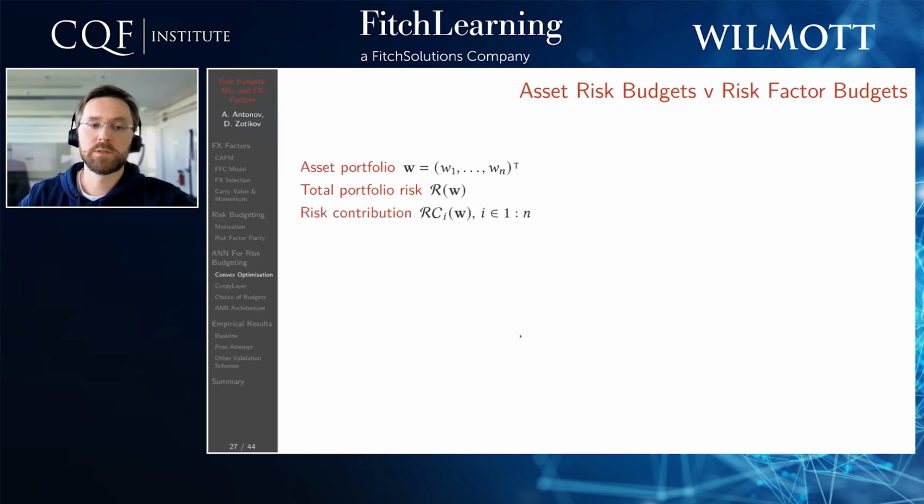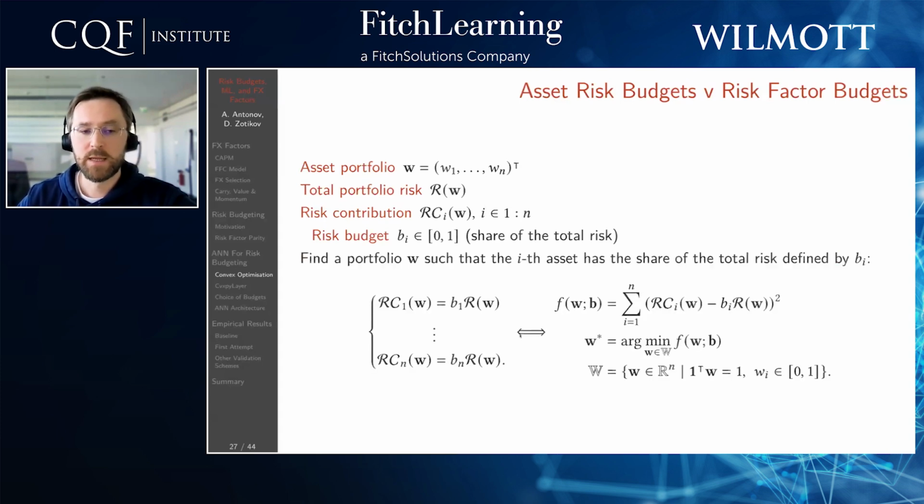Also, we can compute what's known as risk contribution for every asset. Finally, we define risk budgets. And budgets are a bit like weights. So they're quantities from 0 to 1, and they sum up to 1. The problem we're trying to solve is we're looking to find a portfolio such that the ith asset has the share of the total risk defined by the budget.